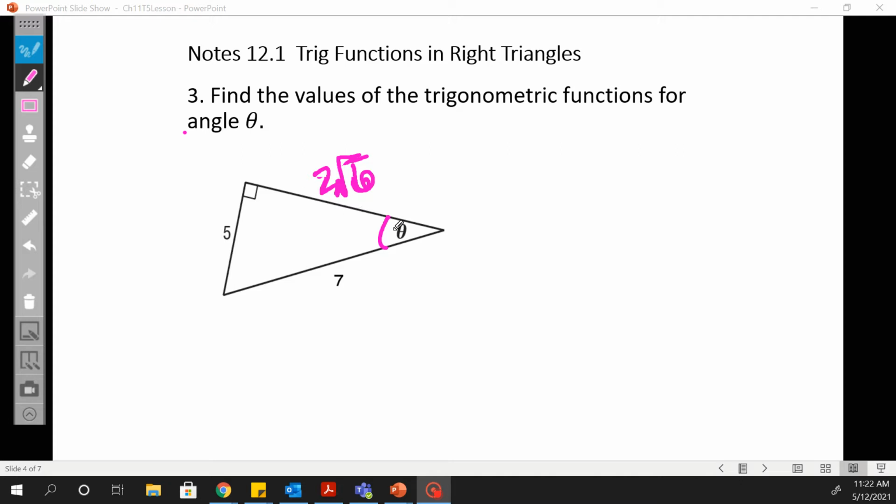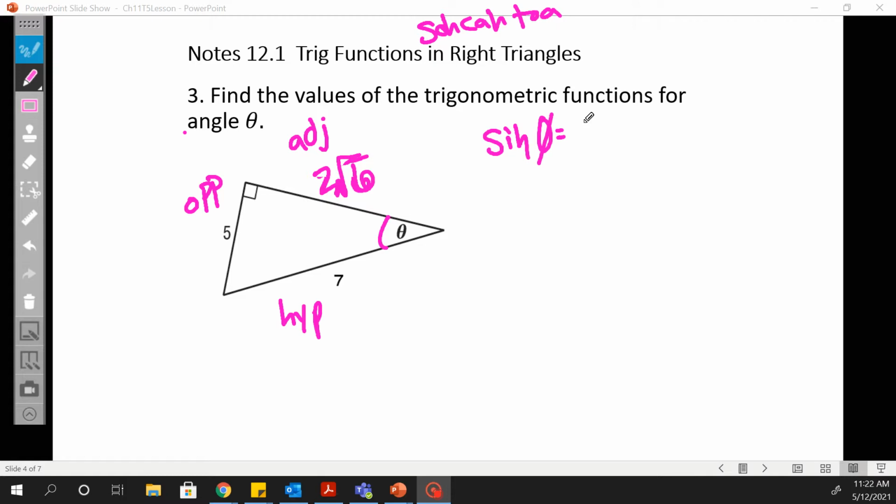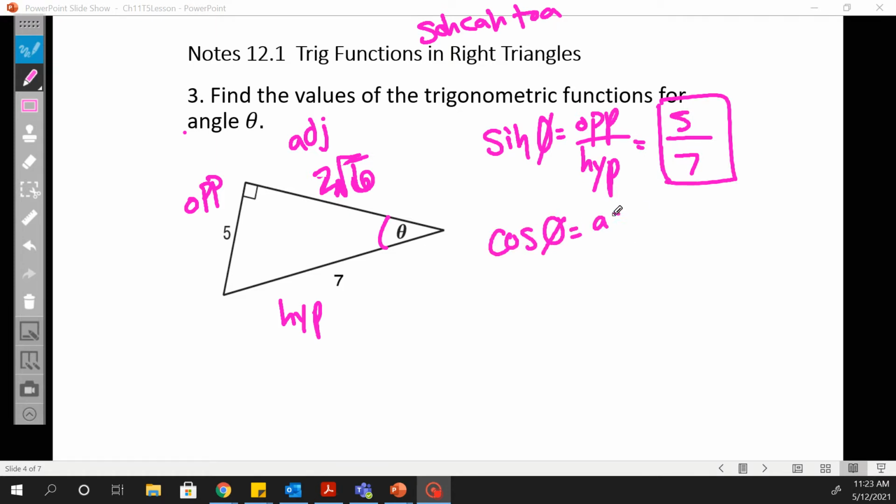Alright, so this is the opposite side, this is the hypotenuse, this is the adjacent side. So we'll start with sine theta. So remember, SOH: opposite over hypotenuse. So the opposite side is 5, the hypotenuse is 7, so sine of theta is 5 over 7. Cosine of theta is adjacent over hypotenuse. So the adjacent side is 2 square root 6, and that's over the hypotenuse, which is 7. So 2 square root 6 over 7.